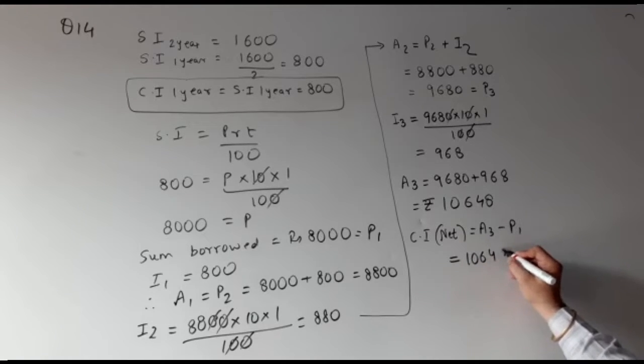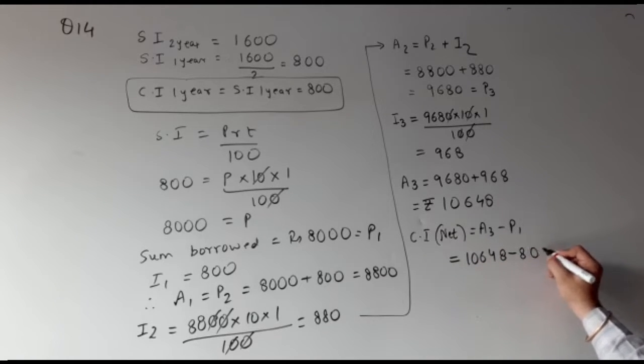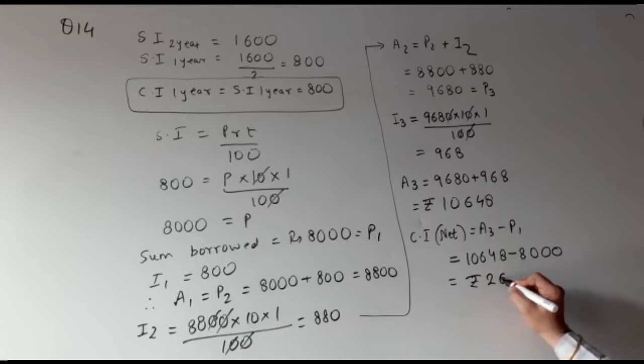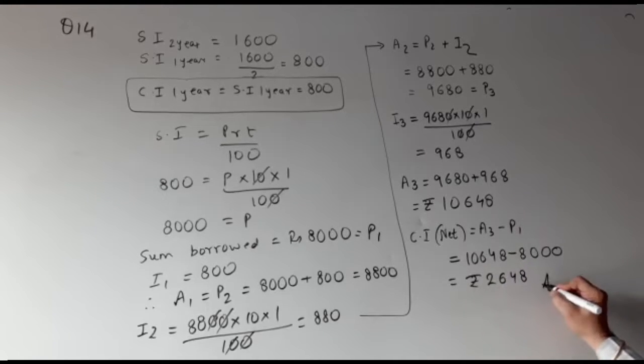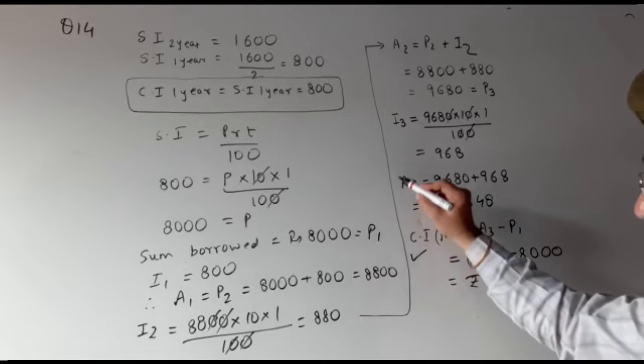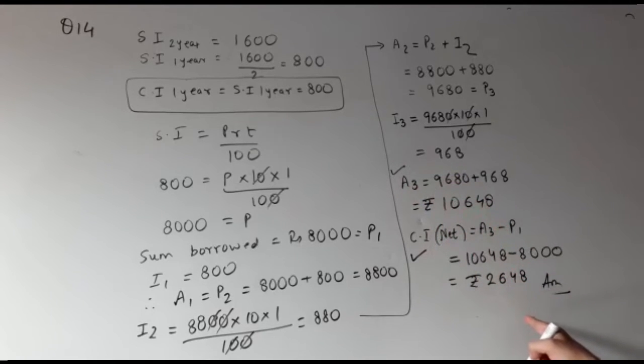So may I tell? Yes, please go ahead and tell. 2648. Excellent, that is the right answer. So this becomes 2648 rupees. This becomes the answer for CI. We have found CI, and this is the answer for amount. We have found the amount at the end of 3 years.